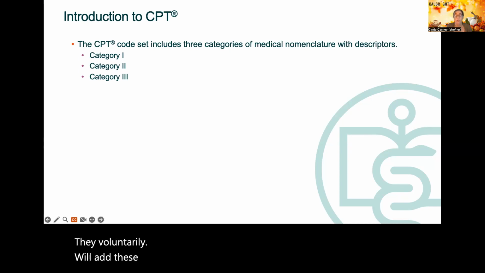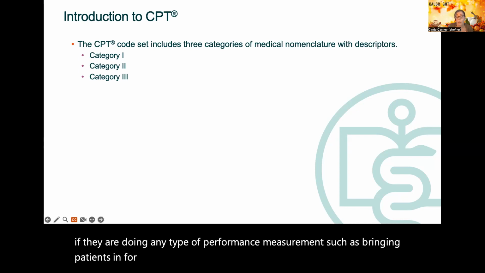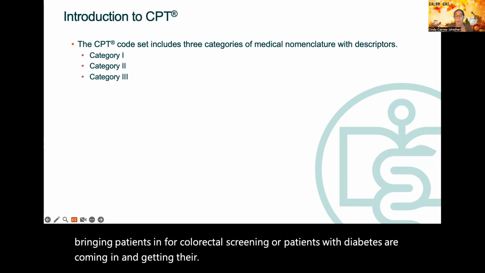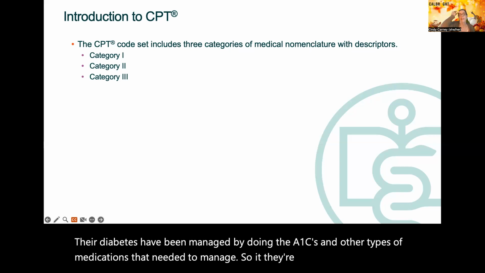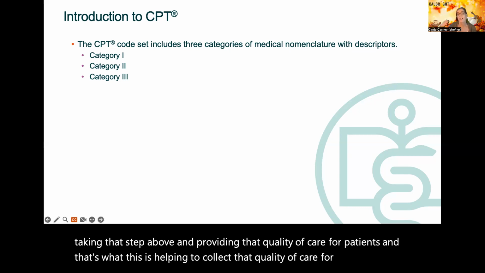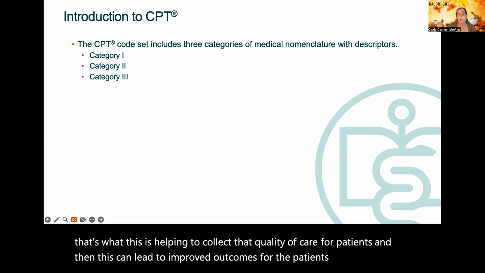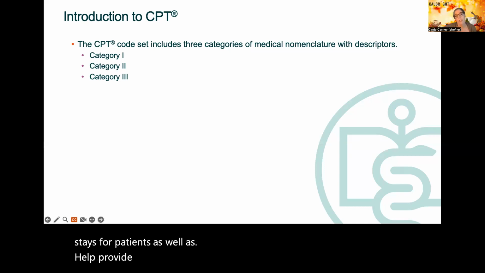will add these category 2 codes at the end after the CPT codes to indicate if they are doing any type of performance measurement, such as bringing patients in for colorectal screening, or patients with diabetes are coming in and getting their diabetes managed by doing the A1Cs and other types of medications that's needed to manage. So they're showing that they are taking that step above and providing that quality of care for patients. And that's what this is helping to collect. And then this can lead to improved outcomes for the patients, reduced hospital stays for patients, as well as help providers get better reimbursement.